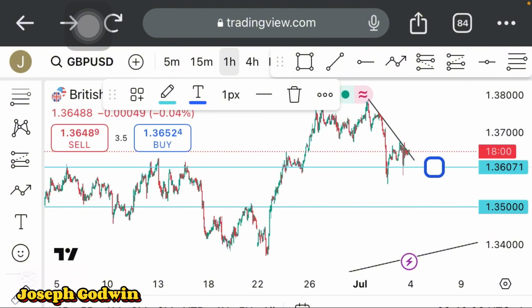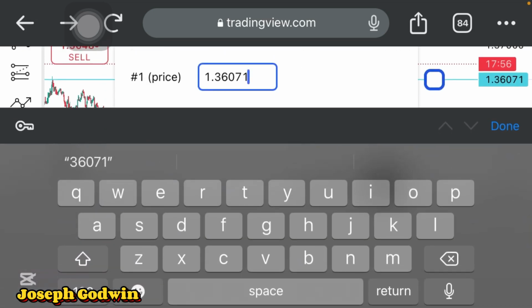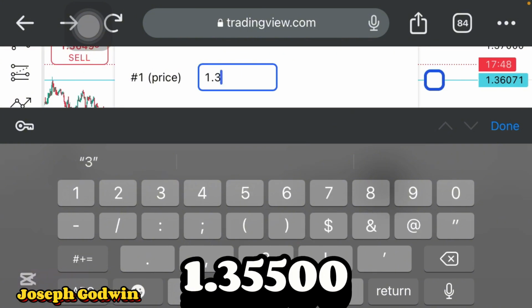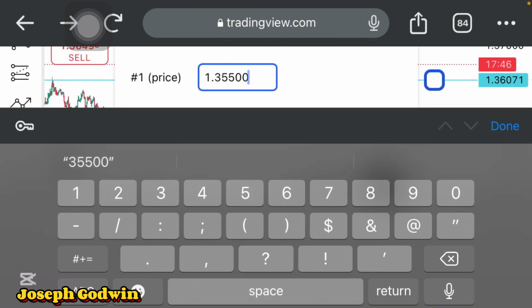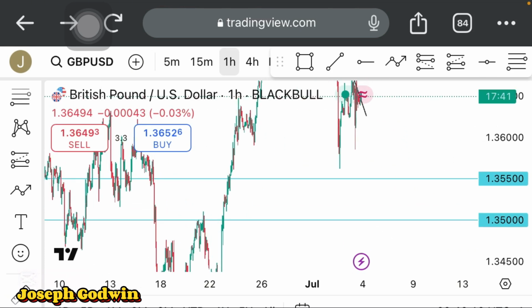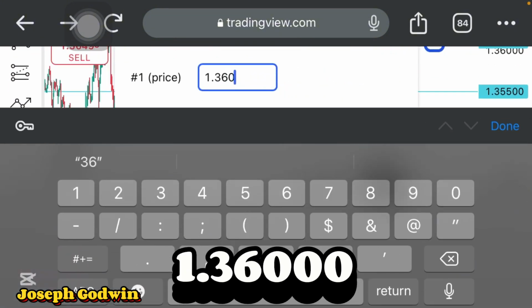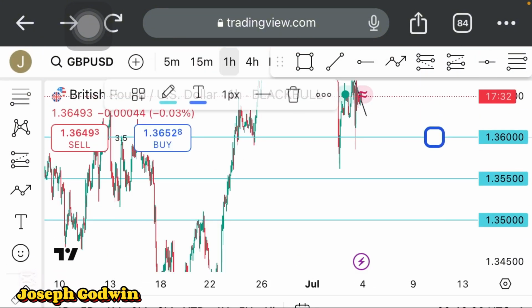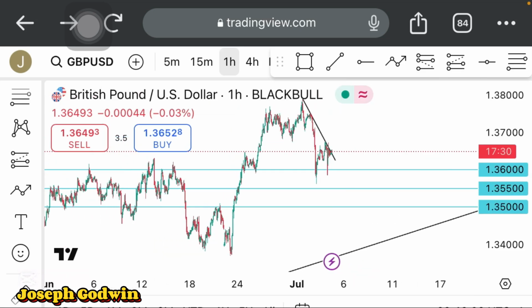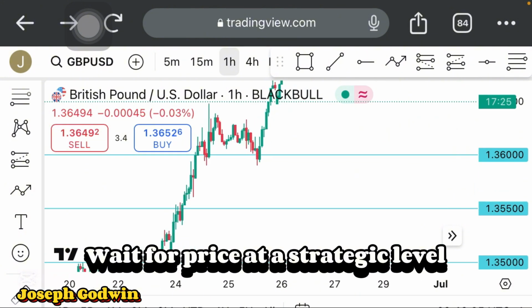So with that said, the next psychological level here is what? If you guess 1.355, you are correct, because after 50 is 55. So the next one here is 1.3600, and so on. Your job now is to wait for price at this level or this level.